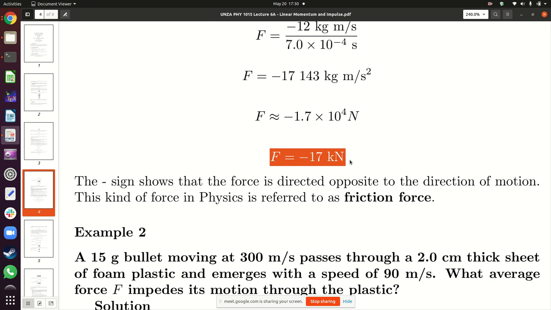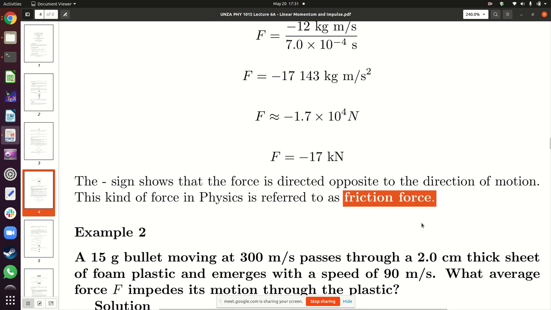So as the object goes one way, the force is pointing the other direction. And of course, the size of the force is 17 kilonewtons. So this is not a small amount of force. This force, which is negative, which always acts in a direction opposite the motion of the object, is what is called friction force. So whenever an object comes to a stop, the reason why an object comes to a stop is because there is friction.